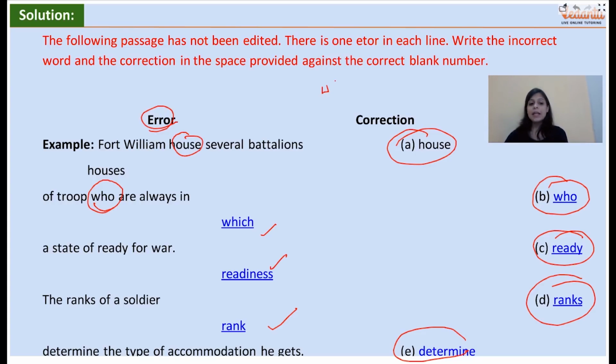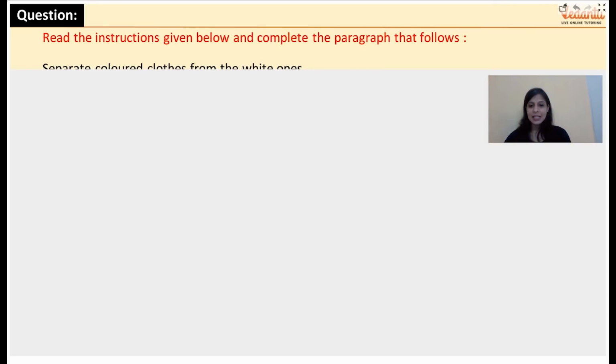"The ranks of a soldier determine the type of accommodation." Since you're talking about a soldier, it's not going to be "determine," it is going to be "determines the type of accommodation he gets." I hope it's clear to you. Cool. So let's proceed. It was easy, I guess, guys.